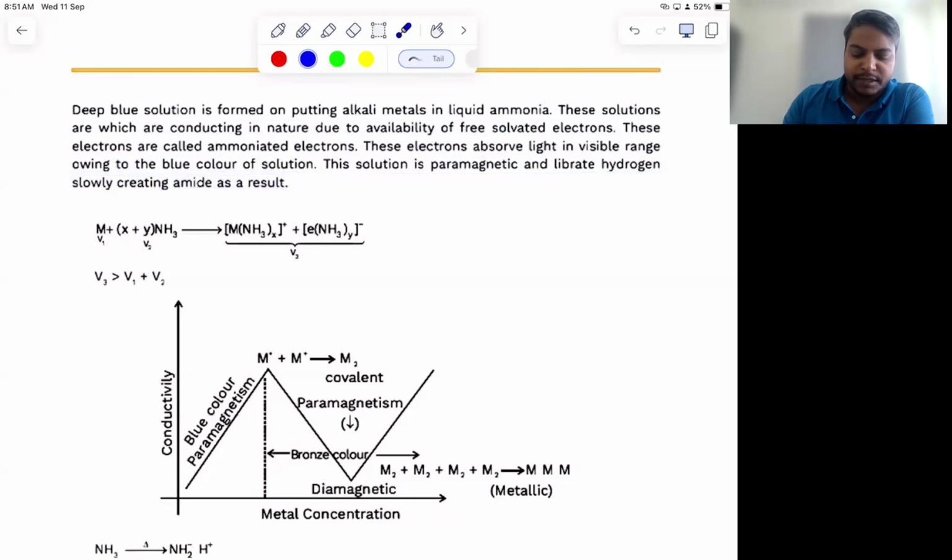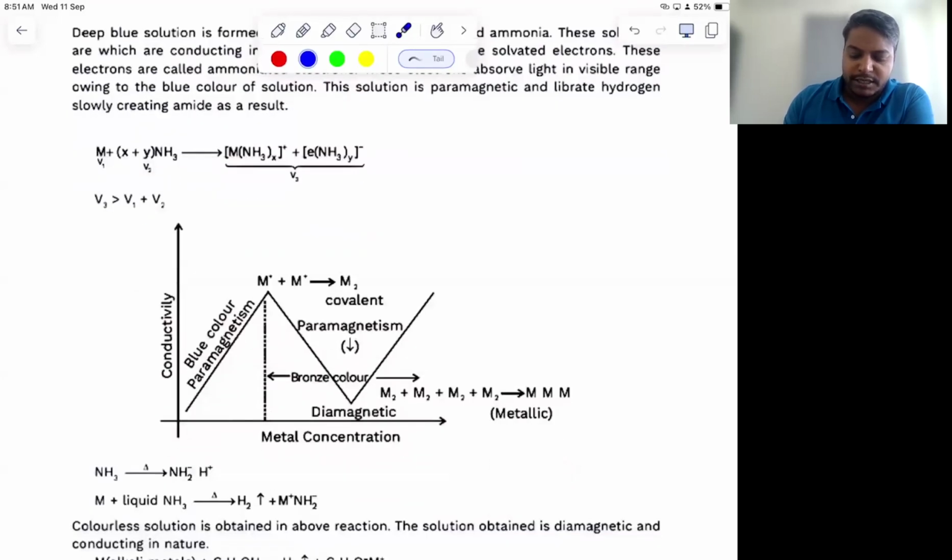So you would notice that if X moles will surround M plus and Y moles will surround the electron, the total volume here would be greater than the sum of these two volumes. Initially, as the metal concentration increases, the blue color formation rises to a certain extent, after which it reaches a peak value, the maximum concentration where you have maximum ammoniated electrons. After that, it will start decreasing as the concentration further increases.